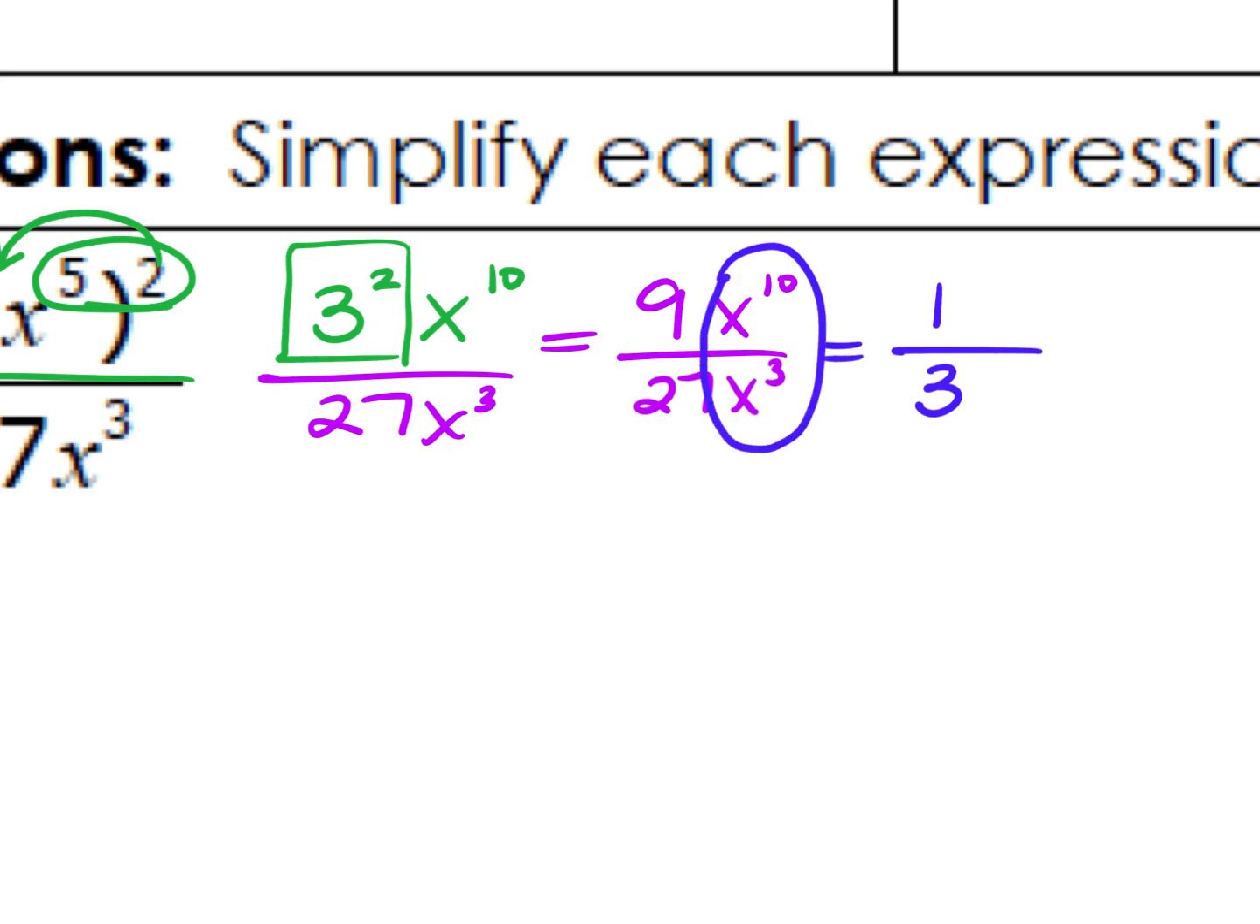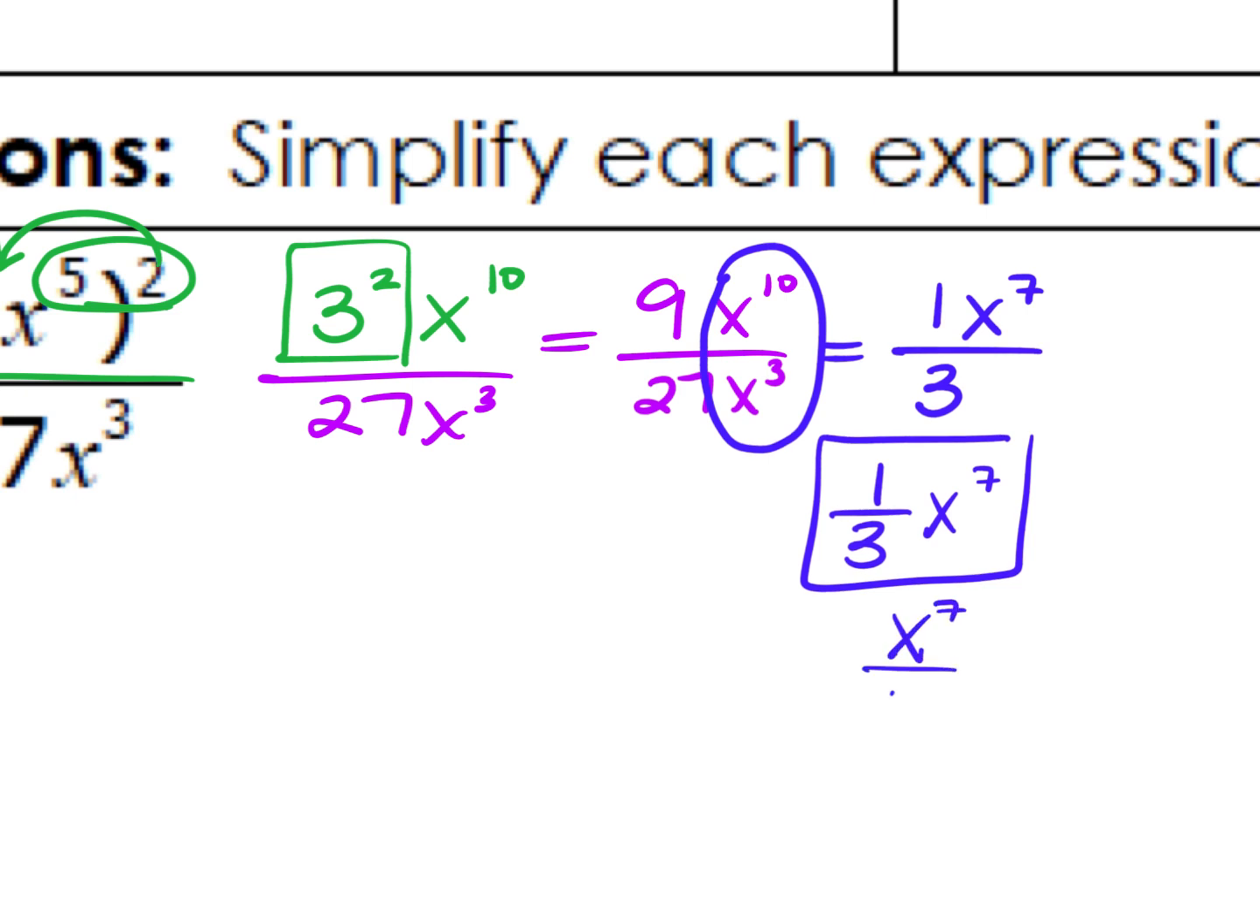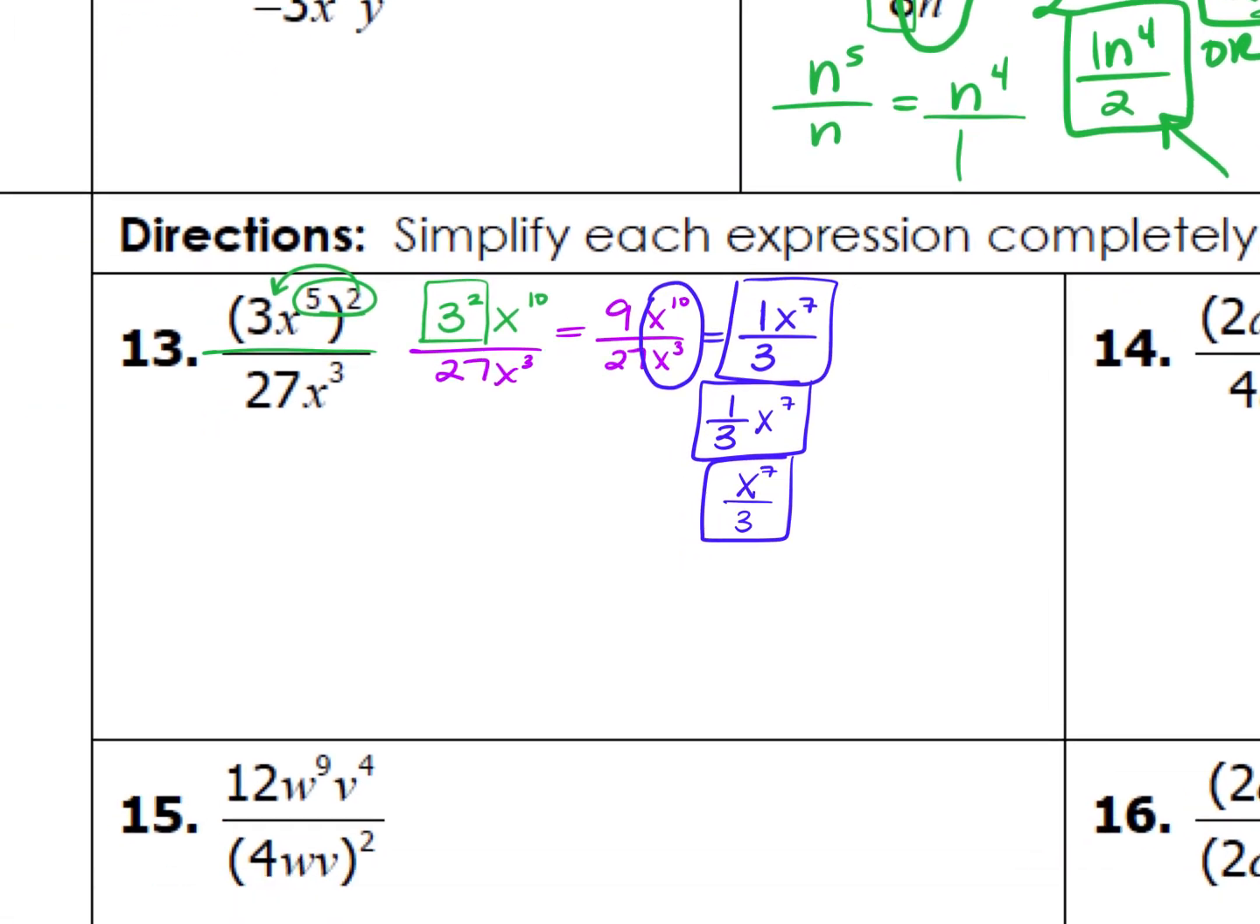X to what power? X to the what? 7. 10 minus 3 is x to the 7th. So your options are 1/3 x to the 7th, or x to the 7th over 3 is fine too. Or even if you wrote it like that, that's fine too. I don't care if you leave the 1 in there. Okay? Questions on that?